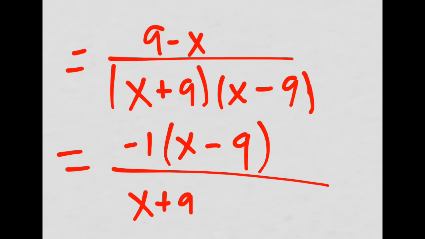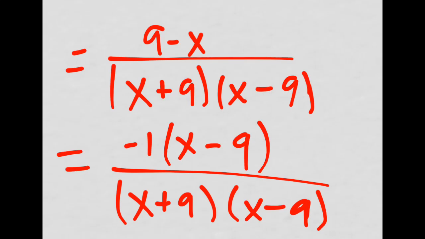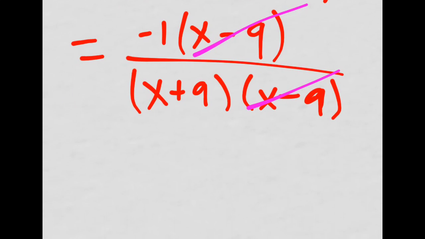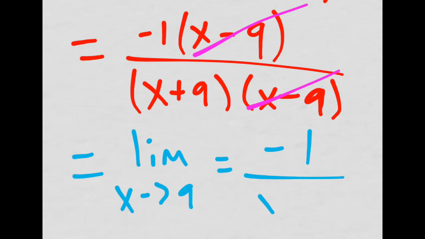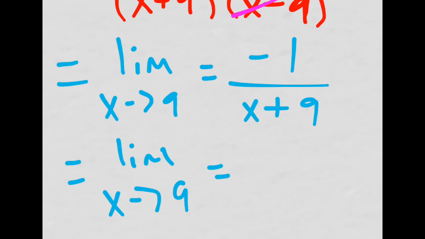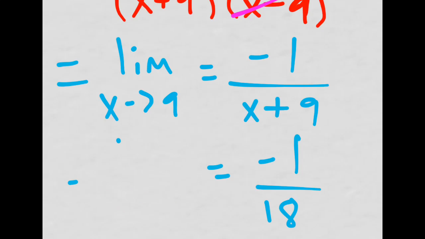So then I would have x plus 9 and x minus 9 on the bottom. Now I could cancel it out. So the x minus 9s would cancel out. And don't forget, we're still taking the limit as x approaches 9. And it'd be x plus 9. So the limit as x approaches 9 is equal to -1 over 18. So I don't even have to write that part. I just write equals -1 over 18.